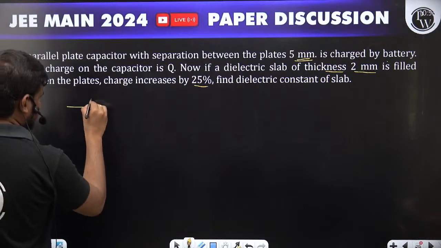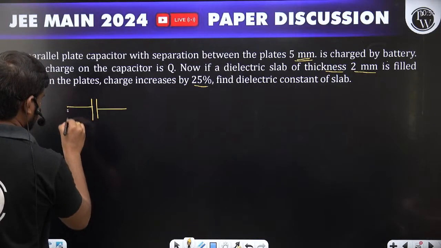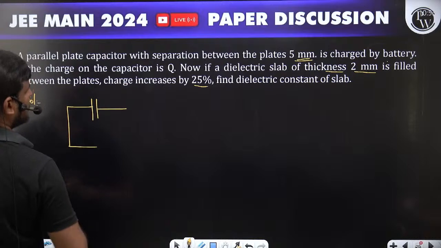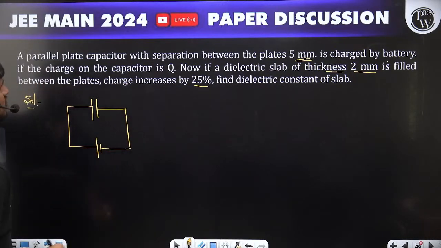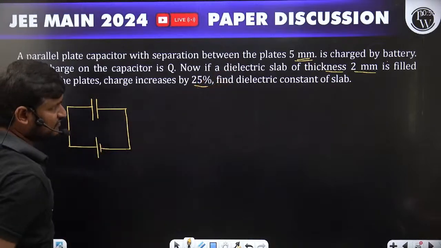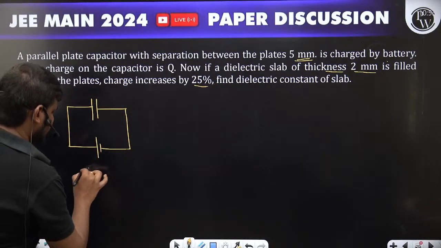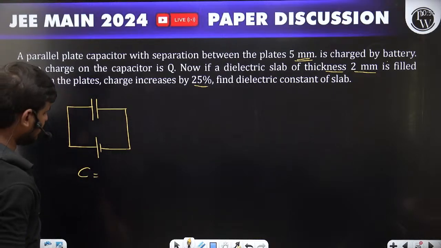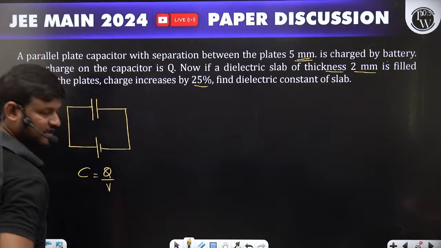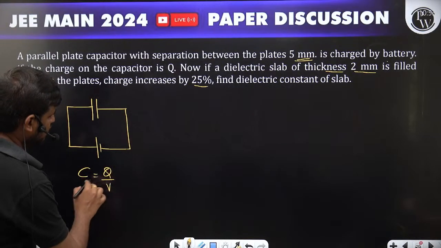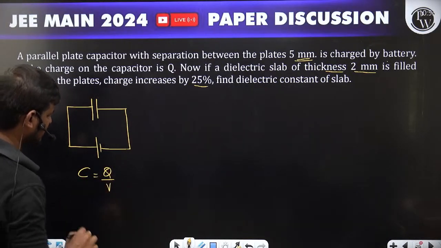So let's say this is a capacitor. Let's say it is connected to a battery. When the separation between the plates is 5 mm, it is charged. Let's say the capacitance is C. Then you know that C is equal to Q by V. So from here I can write Q is equal to CV.